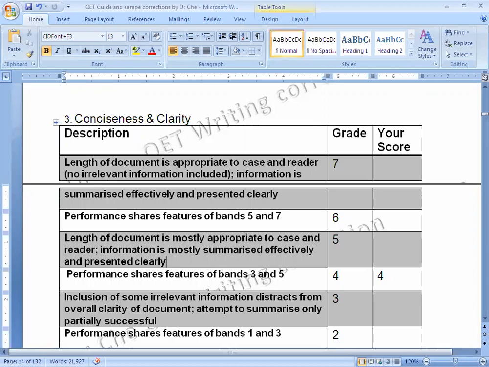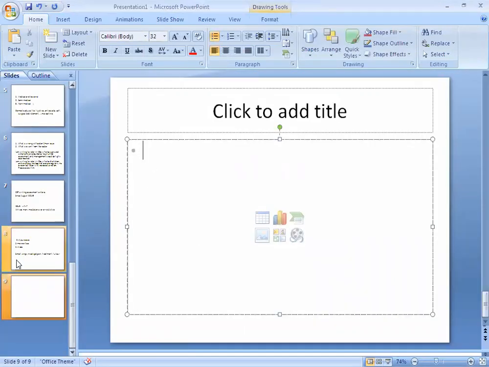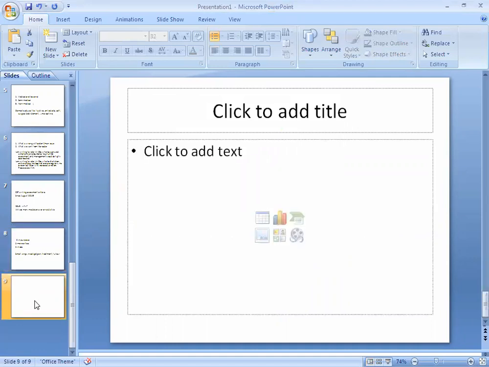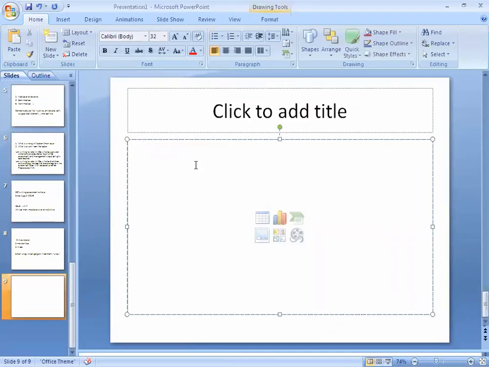So conciseness and clarity. Anybody remember what we were going to talk about? The length. Okay, word count. What is the average word count that we should write? 180 to 200. Okay, up to what is acceptable? What is the maximum that we usually consider as acceptable?